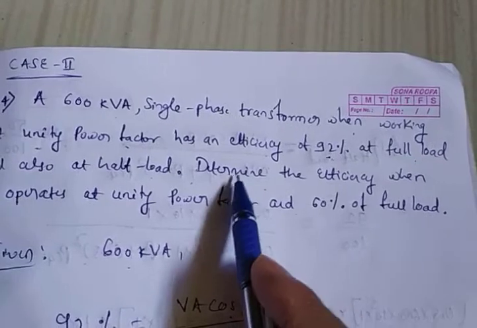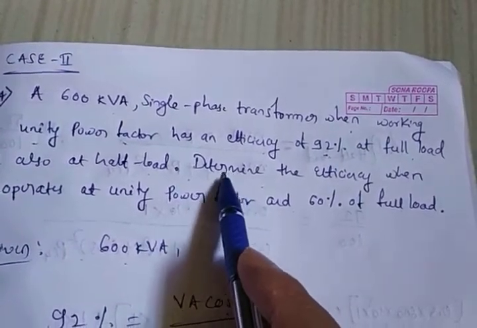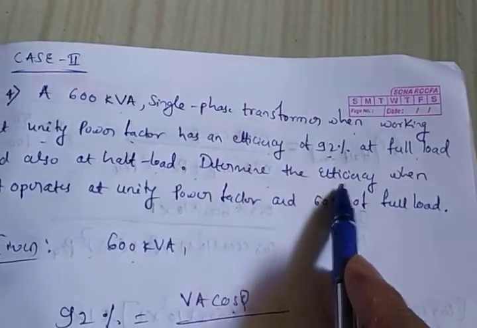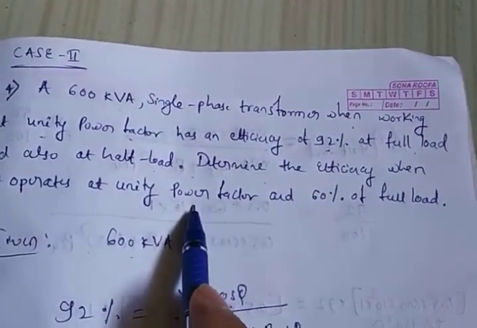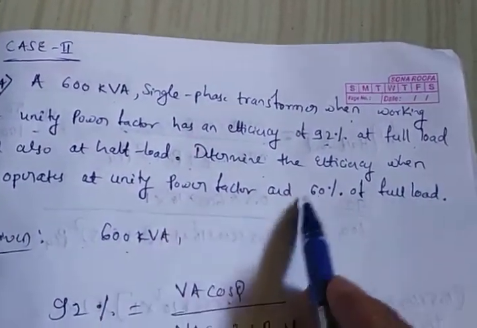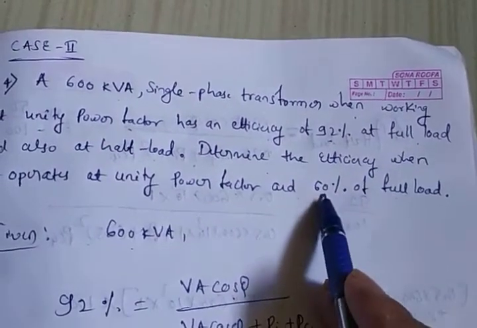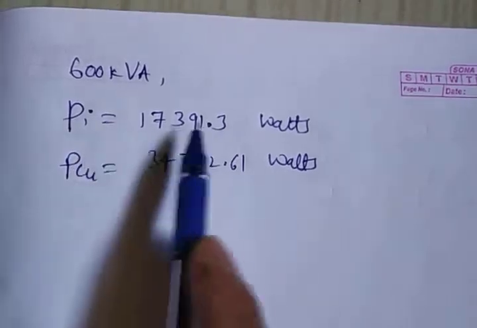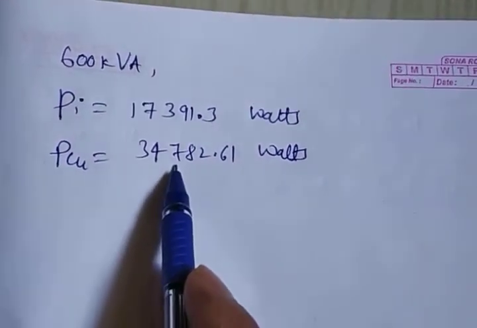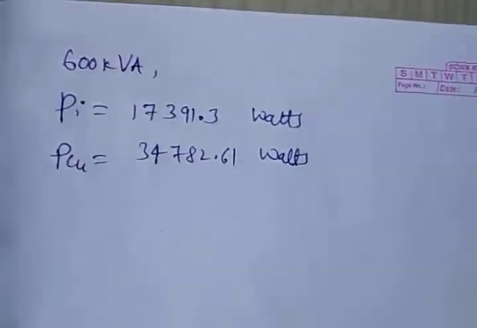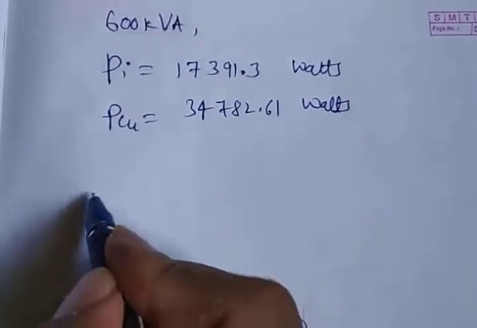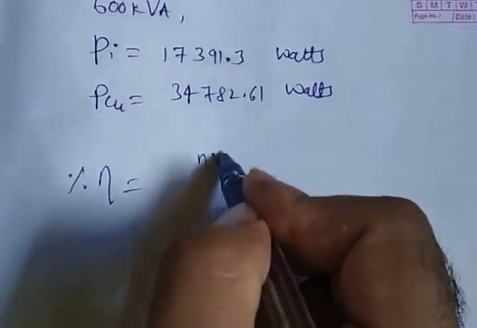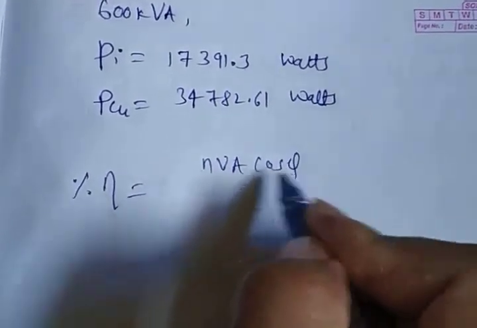So now see the question. What we need to calculate is to determine the efficiency when it operates at unity power factor, means cos phi is equal to 1, and 60% of full load, means the actual load is 60%. Here I have written the values. PI we got, PCU we got. The kVA rating is 600 kVA. The question is the percentage of efficiency at 60% load. So 60% means it is other than full load condition.